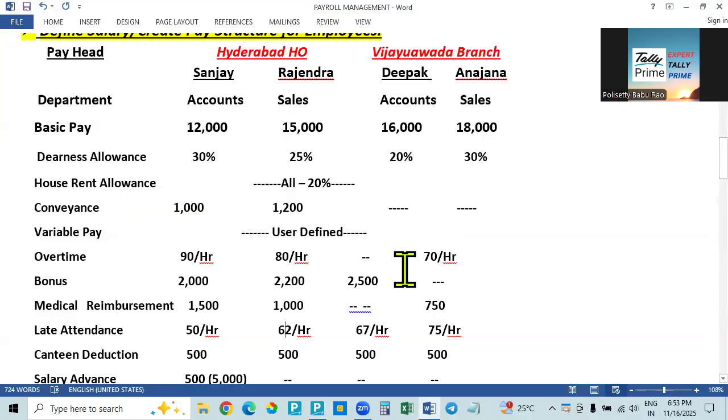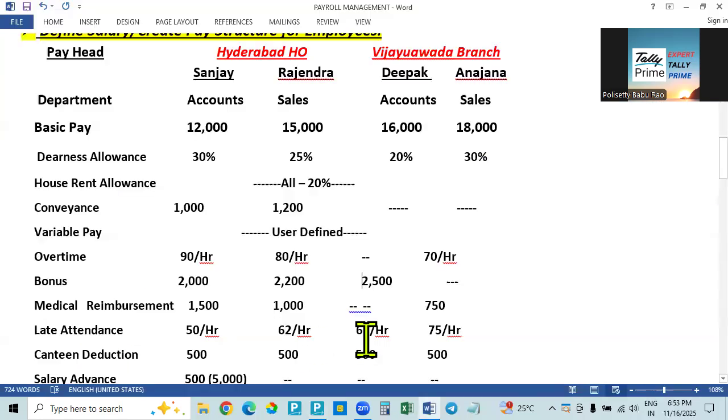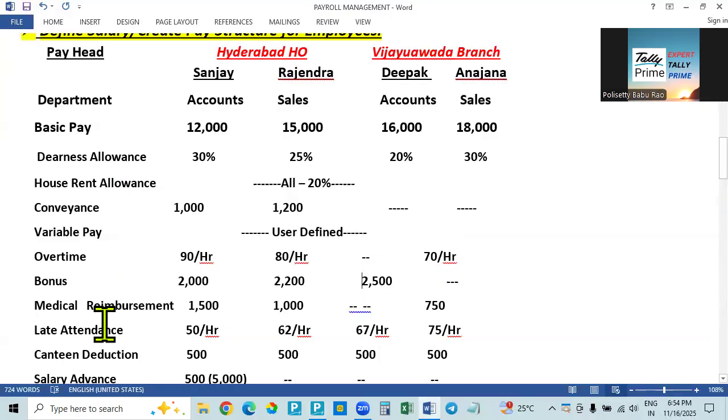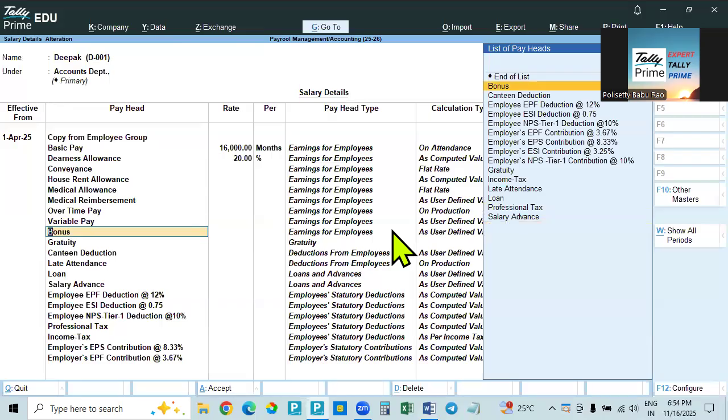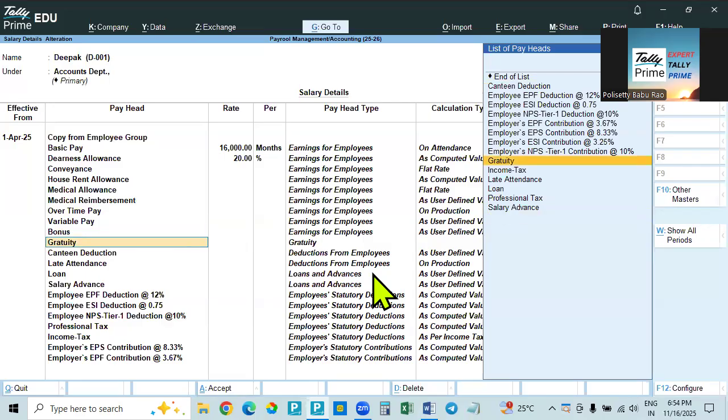We will come. So Deepak, we are taking. So 2,500 rupees bonus that will be user defined. Okay. And then medical reimbursement is not there. Then late attendance, what you call overtime, is for him no overtime. Okay, no overtime. And then variable pay. For variable pay, the amount will be user defined. So that we will take up later. Bonus. So the amount of bonus is 2,500, but bonus is user defined.